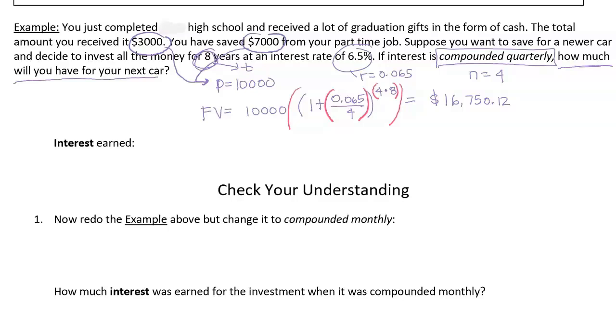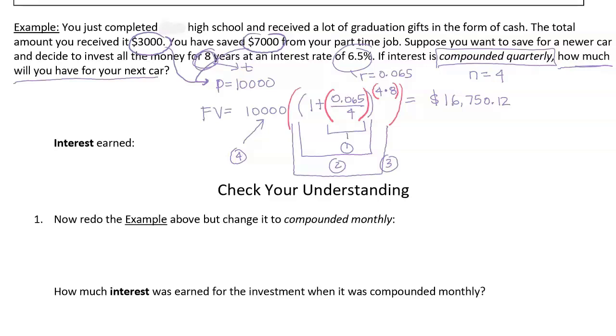If you are doing it in pieces, I would do this fraction part first, then add the 1, then do the exponent, and then multiply by the 10,000. It's really a matter of preference how you do it.